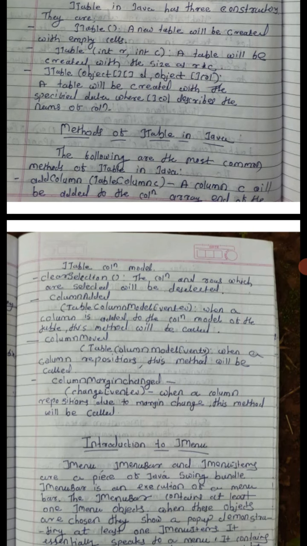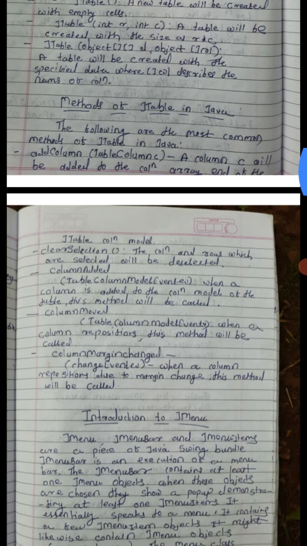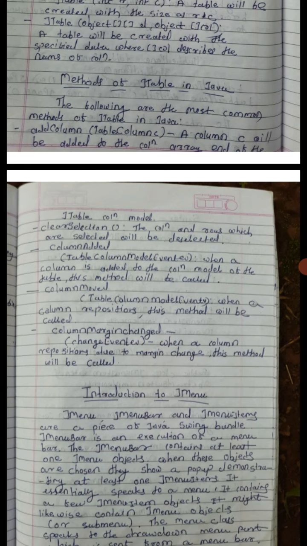Then next, methods of JTable in Java. The following are the most common methods of JTable in Java. See, addColumn(TableColumn c): a column c will be added to the column array at the end of the JTable column model.